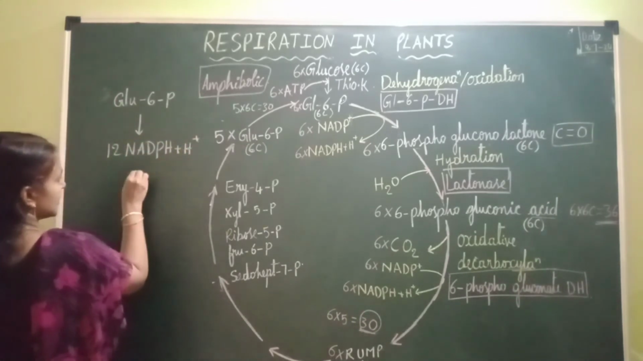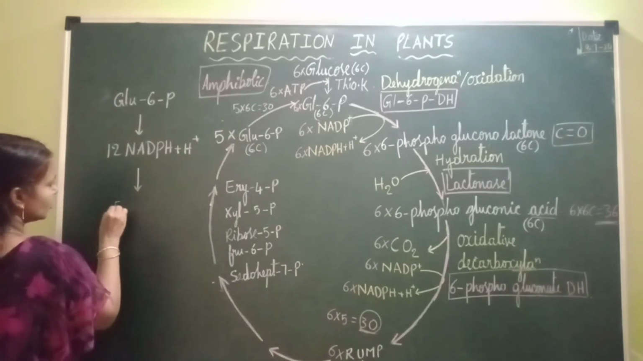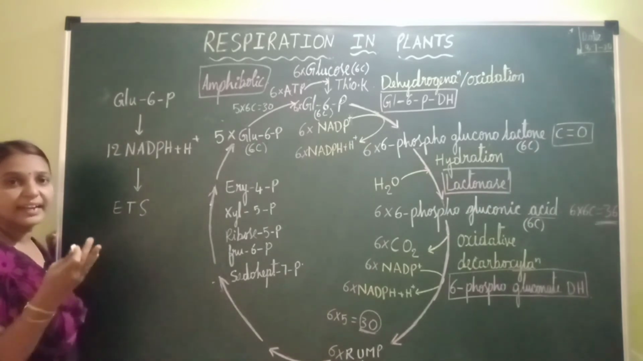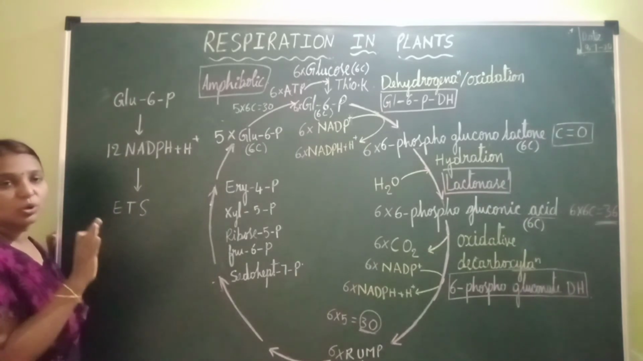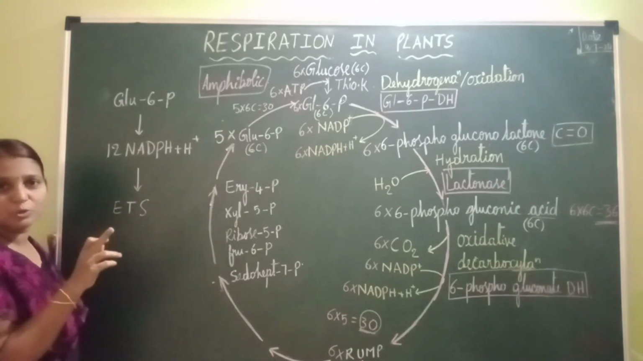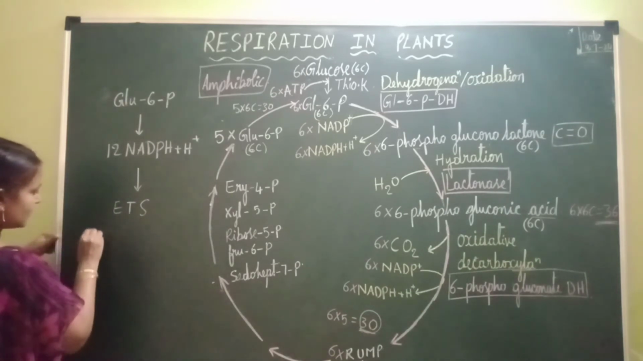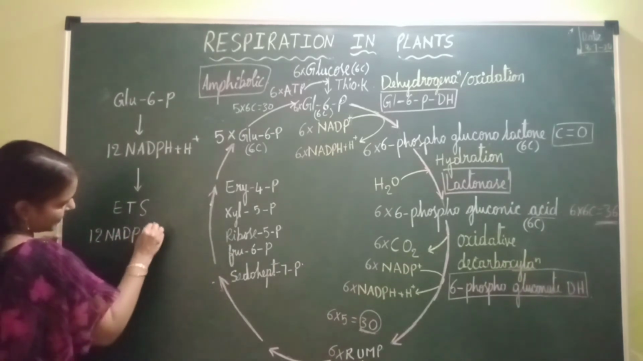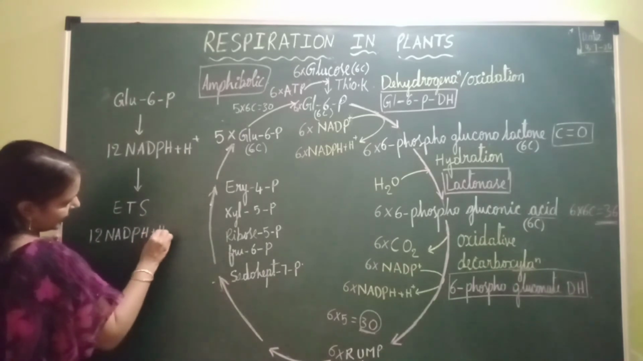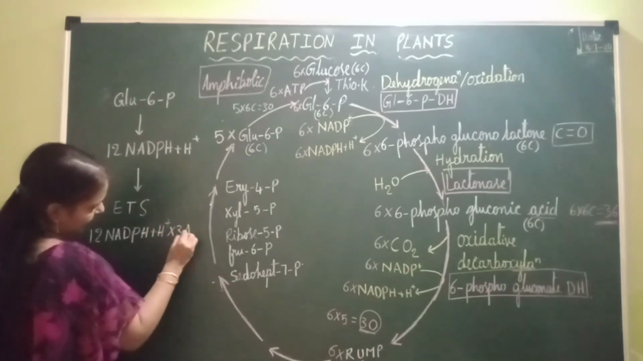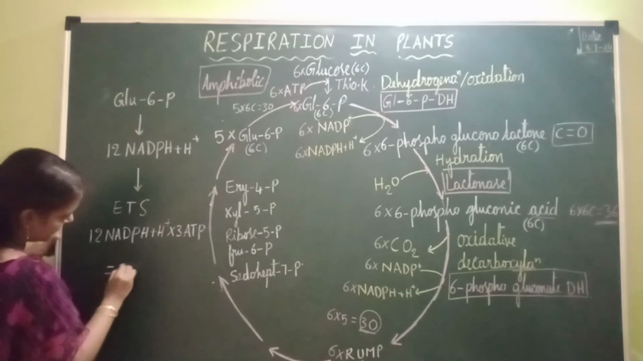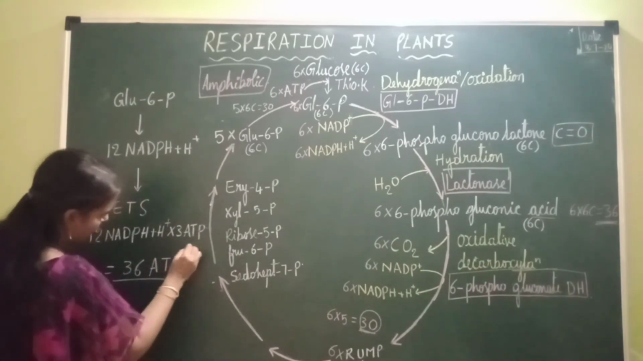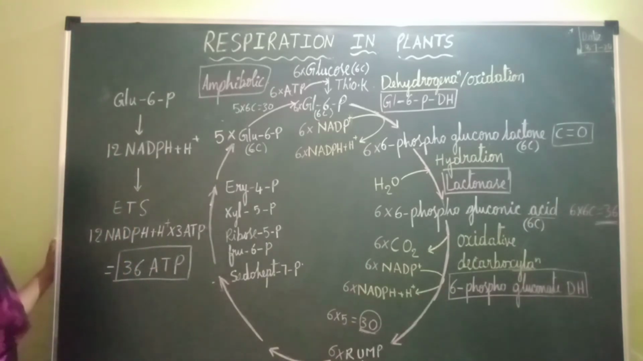When this NADPH plus H plus undergoes breakdown through ETS, how many ATPs will be formed? Just as in the case of NADH, NADPH also produces 3 ATP when it undergoes breakdown through ETS. So 12 molecules of NADPH plus H plus into 3 ATP, so how many ATPs? 36 ATPs will be formed by the breakdown of one molecule of glucose 6-phosphate.